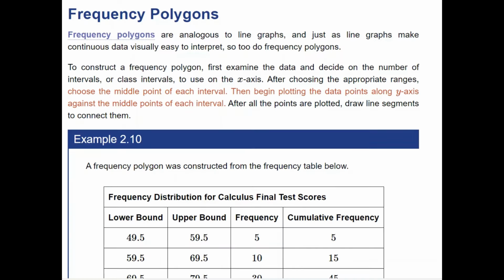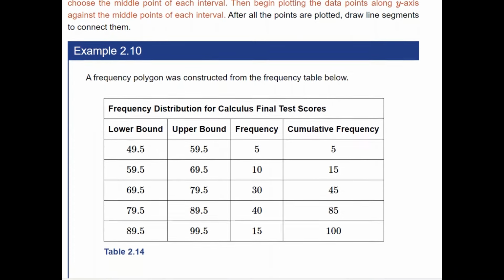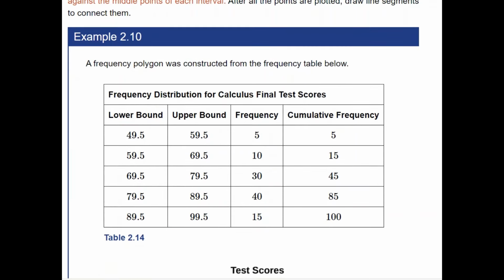Next topic is frequency polygons, which just look like line graphs. However, they are made by using the middle points of the intervals that we use to draw bar graphs or histograms. After choosing the middle points of each interval, we start plotting the data points along the y-axis, and a simple example can be seen here in example 2.10.